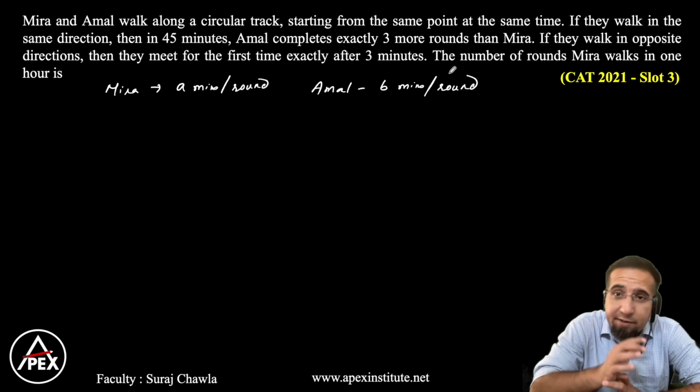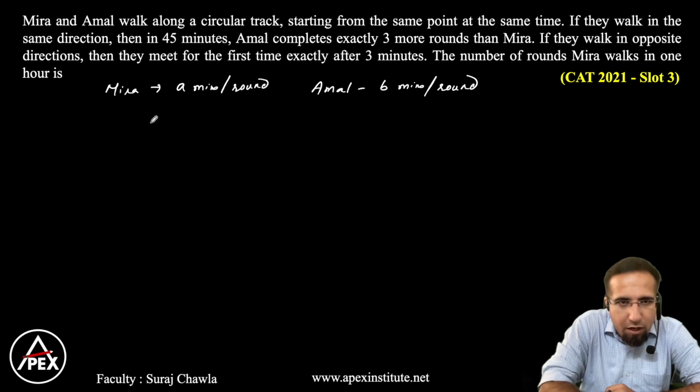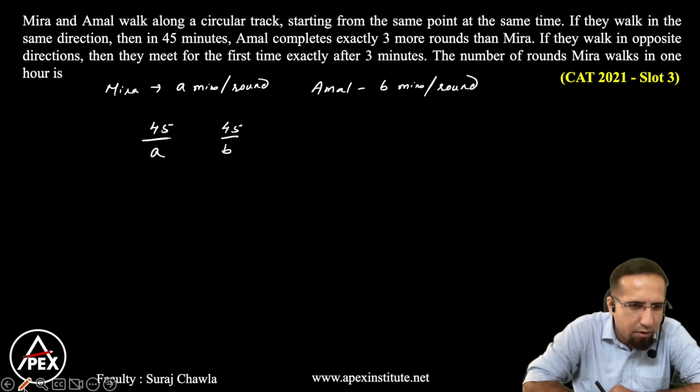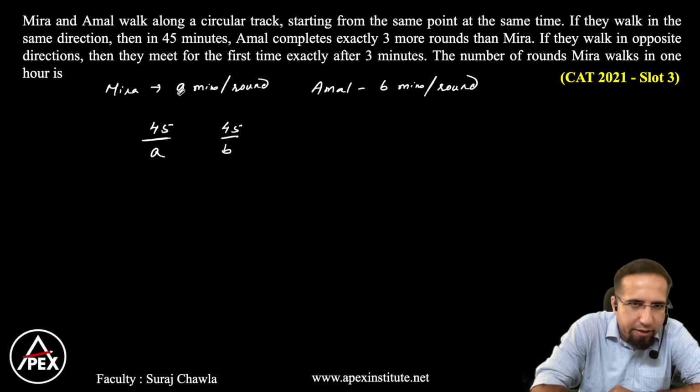Now, what are we looking at? In 45 minutes, how many rounds will Meera cover? In 45 minutes, Meera will cover 45 by A rounds, and in 45 minutes, Amal will complete 45 by B rounds. Now, Amal completes 3 rounds more than Meera. Or let's change this slightly. I'll take Meera as B and Amal as A because there might be some confusion.